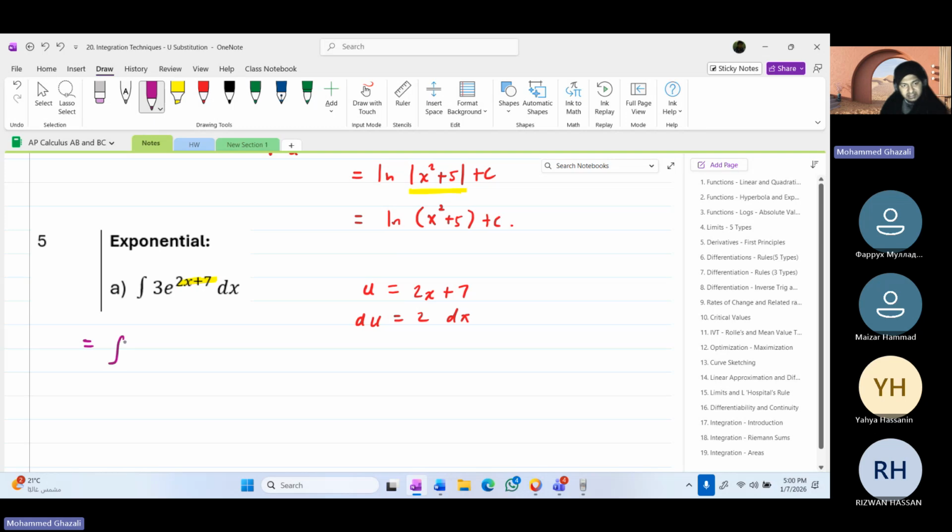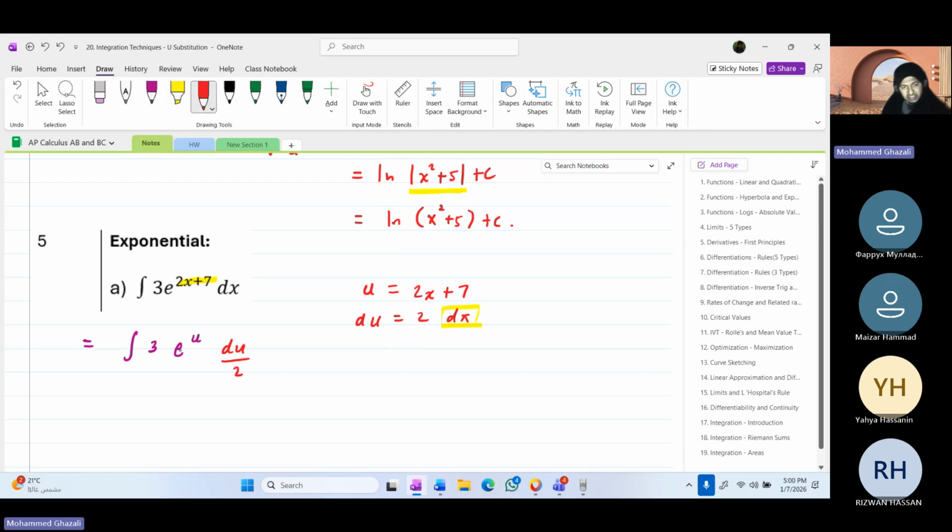So now we have integral 3. Don't worry about the 3. You can take the 3 out, or you can just keep it inside. This is e to the power u. What is dx? Dx is du over 2. Okay? We're solving for dx, all right? So dx is du over 2.